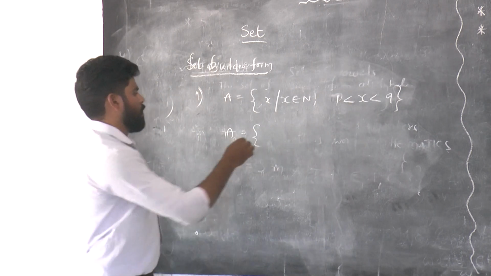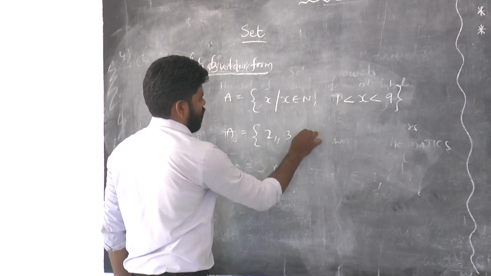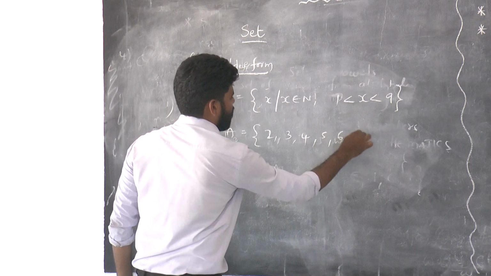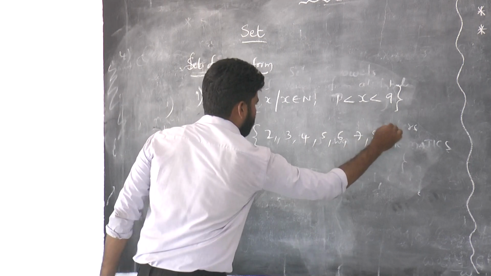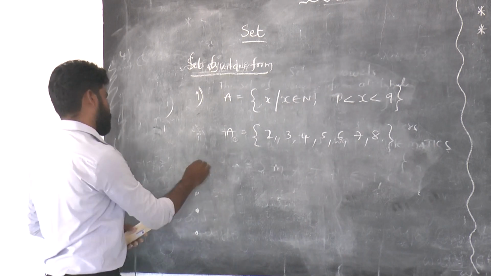So 1 less than x less than 9. So 1, 2, 3, 4, 5, 6. These are elements. One more example.